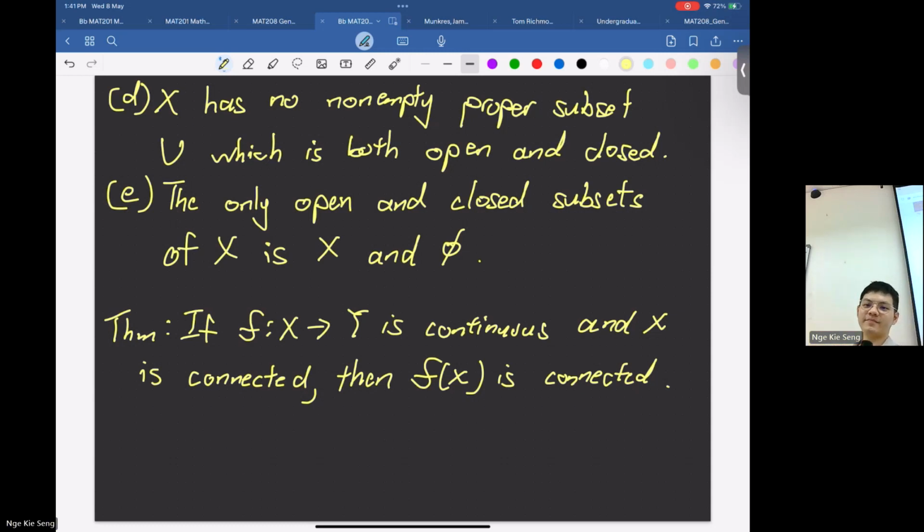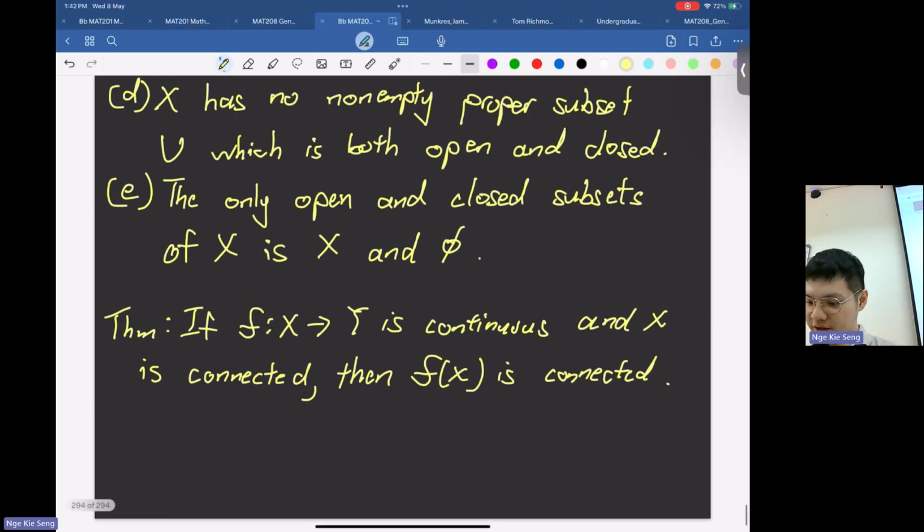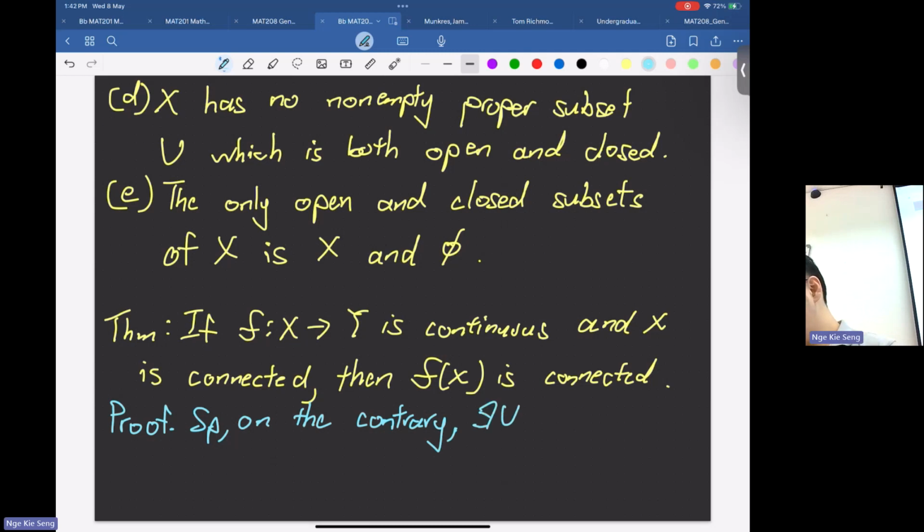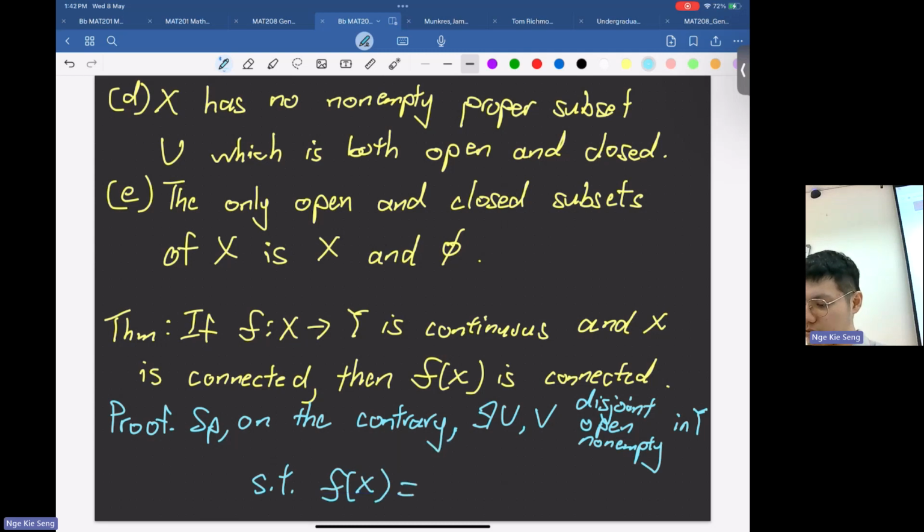So how to show it? Yeah, use contrapositive or contradiction again. So suppose your image is not connected. Then there's a separation. So let's write it down. Suppose on the contrary there exist U and V such that they are disjoint, open, non-empty in Y, such that f(X) equals U union V.